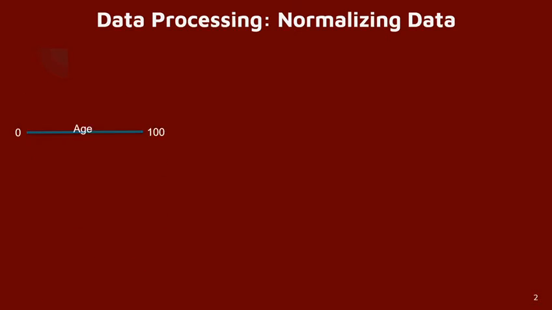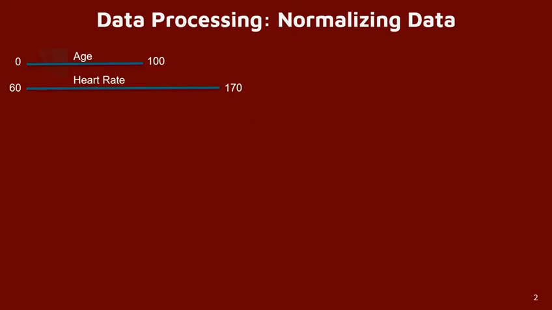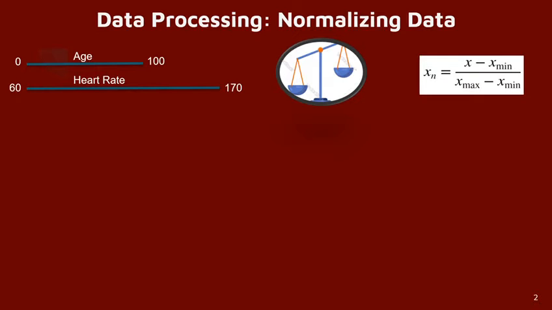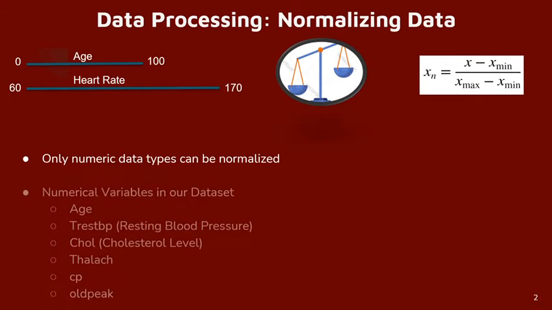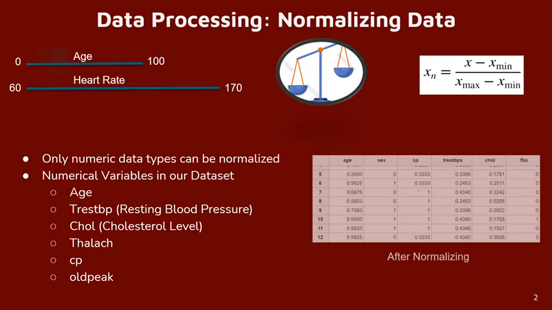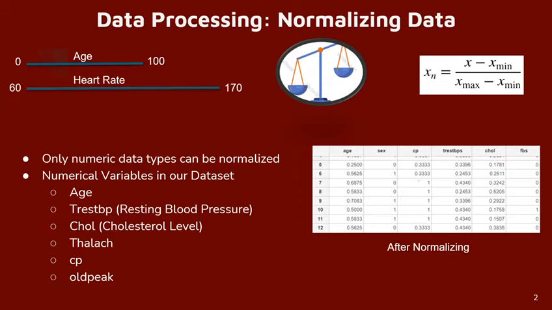The second step in data processing is normalizing the data. This is because the features in our data have different scales, and thus they need to be unified between 0 and 1 using the following equation. These are the numeric variables in our dataset, and this is what they look like after normalizing.